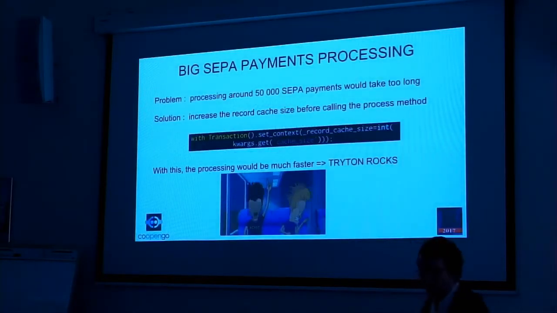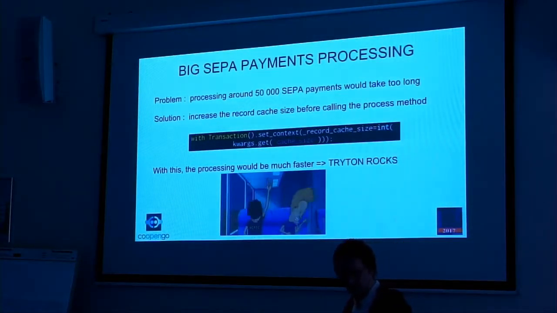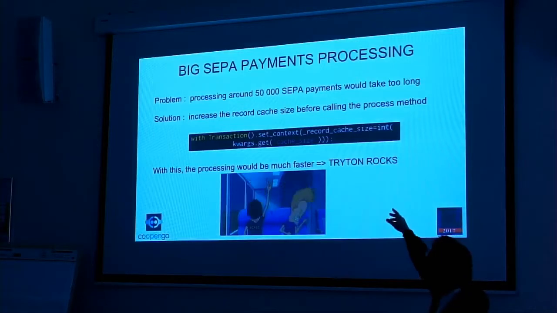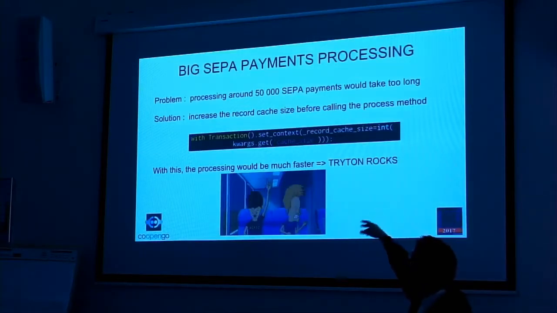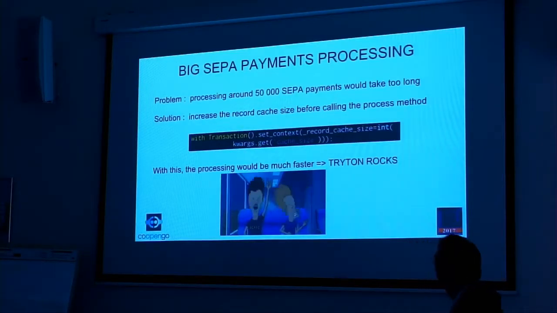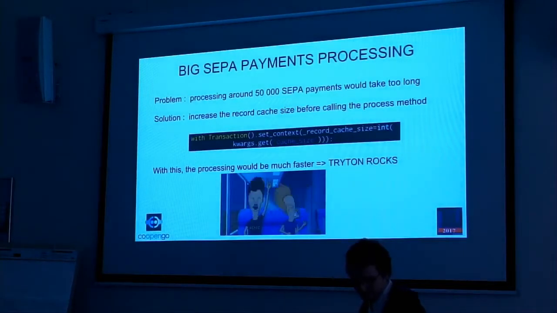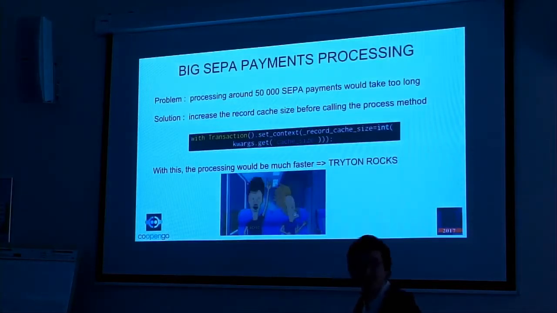So processing around 50,000 SEPA payments at once would take too long. The solution we found is to simply increase the record cache size. So, good to know. You set in the context of the transaction the size of the cache for records, and for this kind of problem, it solved the problem. It was much, much faster. We are happy to find a solution quickly, and the framework was ready, yeah.